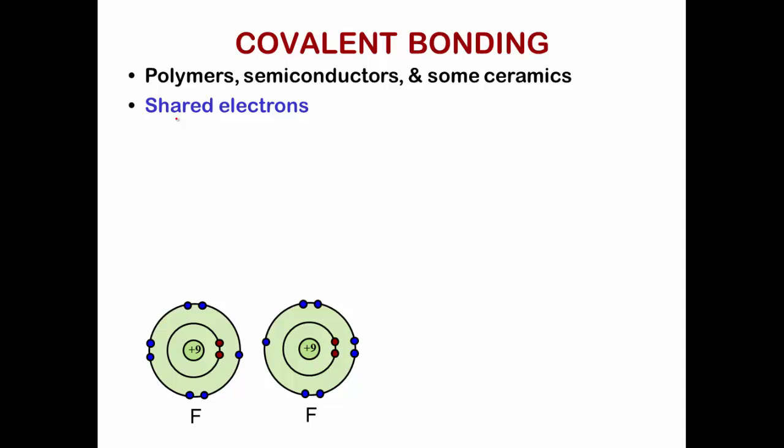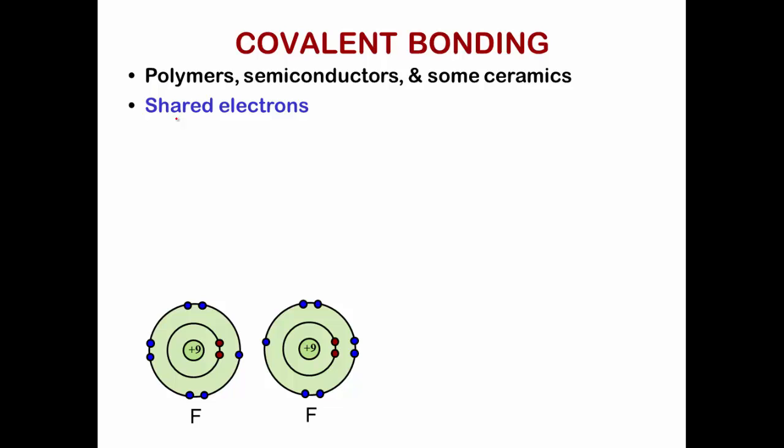The third type of primary bonding, covalent bonding, which we see within the chains of polymers and also within a number of semiconductors and ceramic materials, involves nonmetal atoms that are sharing electrons.